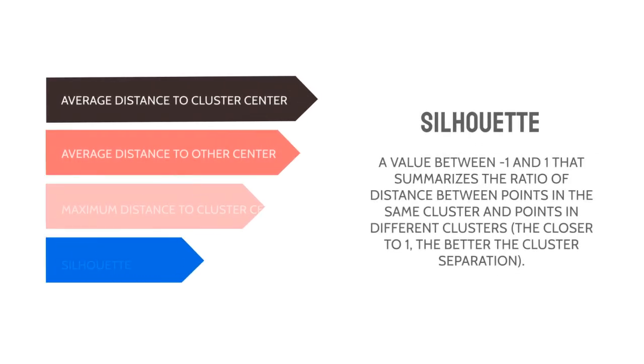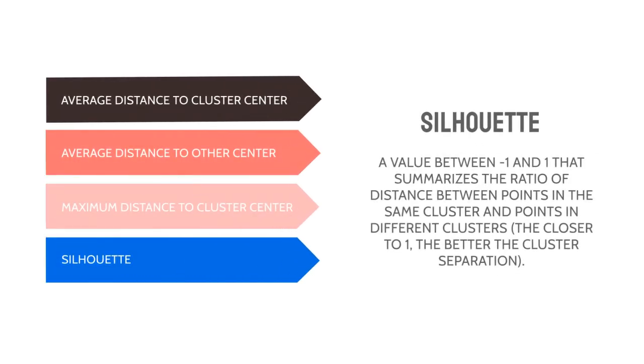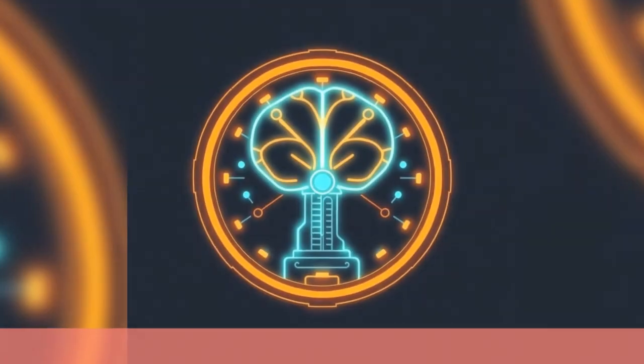Silhouette, a value between -1 and 1 that summarizes the ratio of distance between points in the same cluster and points in different clusters. The closer to 1, the better the cluster separation.